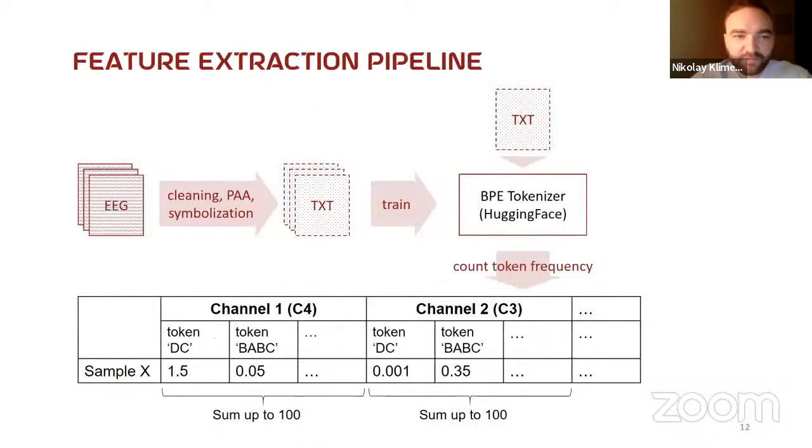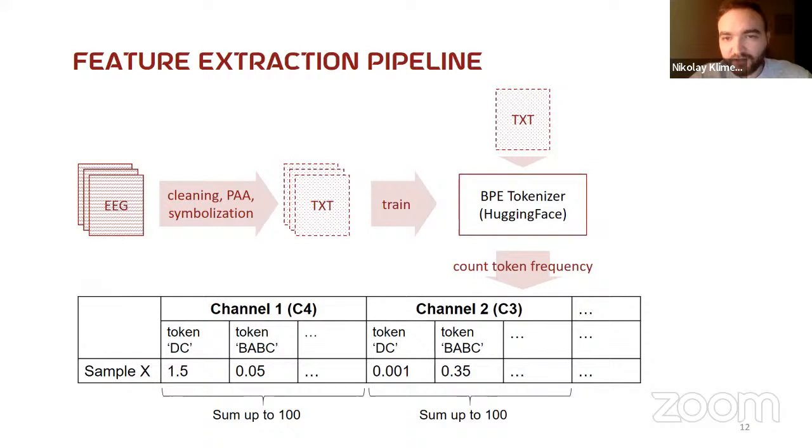Like to sum up our pipeline, first we had a lot of EEG recordings. We cleaned them, we applied piecewise aggregate approximation, which is exactly averaging over the window size. Then we applied symbolization, and as a result, we have a dataset of TXT files. Then based on these TXT files, we train our tokenizer, which performs this byte pair encoding algorithm and learns those tokens, those repeating patterns. And once we have this tokenizer trained, another difference from the original paper is that we apply the existing open source solution made by the Hugging Face AI community.